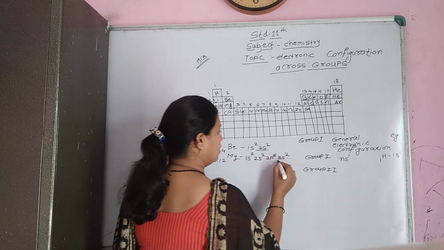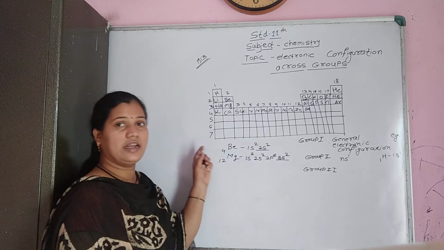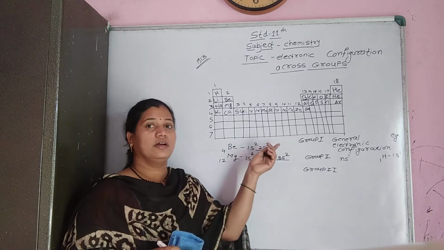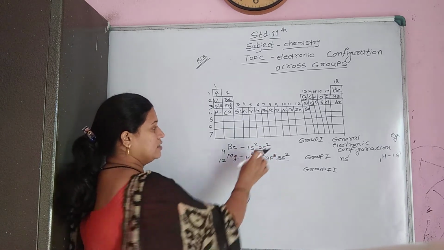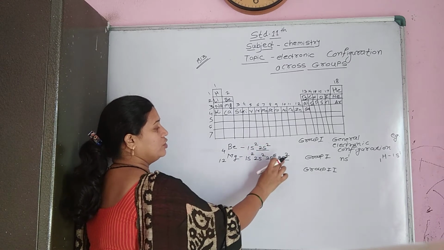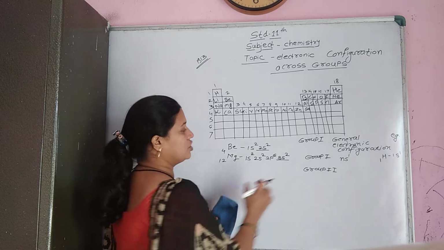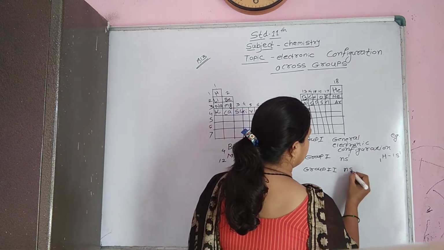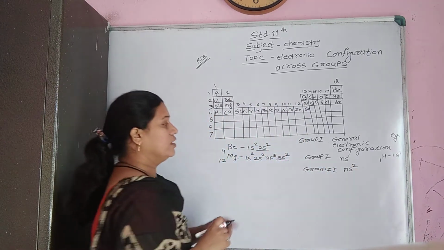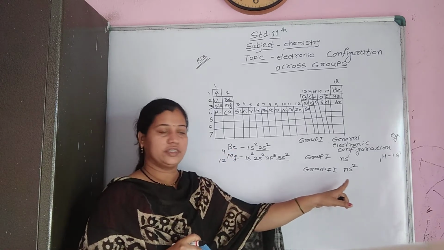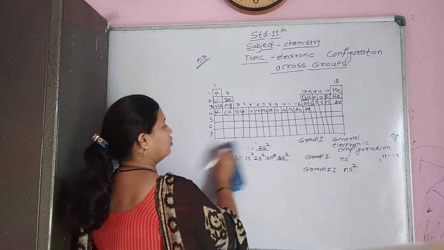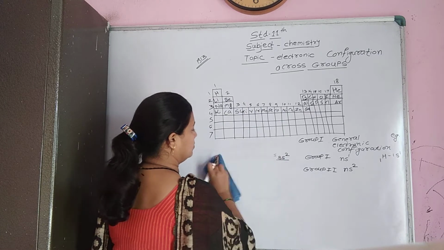We find the similarity or repetition in the last, outermost shell: 2s2, 3s2 means there is repetition. So from this we find out the general electronic configuration of group second is ns2. Similar pattern is followed for all the groups.